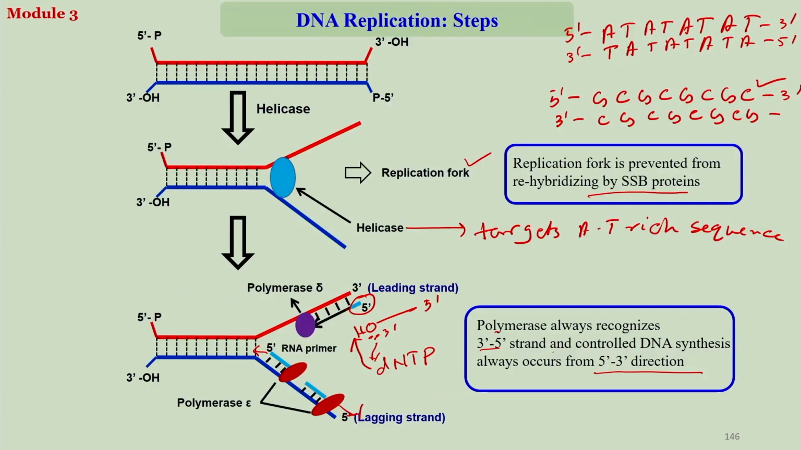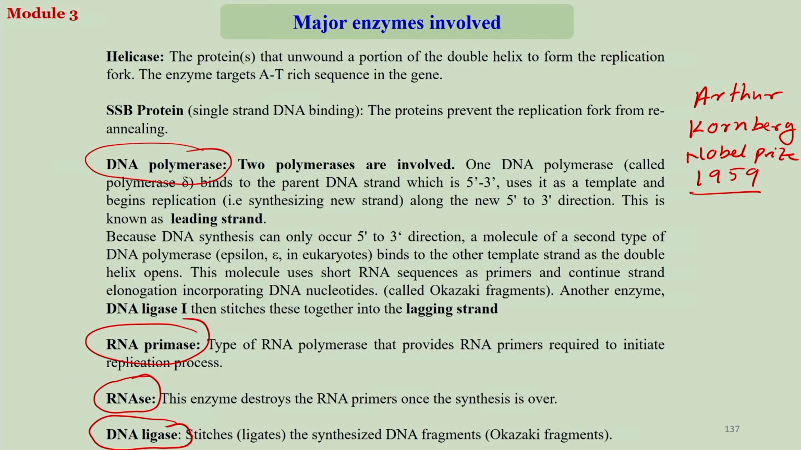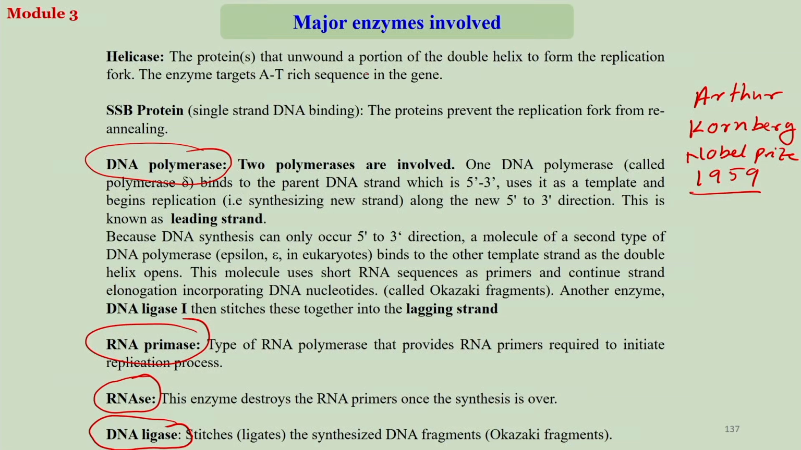So, now let us go back to all the enzymes and look at them again. Now I can describe the exact functions of all the enzymes. Helicase, that was the first enzyme. It is the protein that unwound a portion of the double helix to form the replication fork. The enzyme targets AT rich sequences in the gene. Next comes the SSB protein, single stranded binding protein. The proteins prevent the replication fork from reannealing, so that the strands do not rehybridize again.